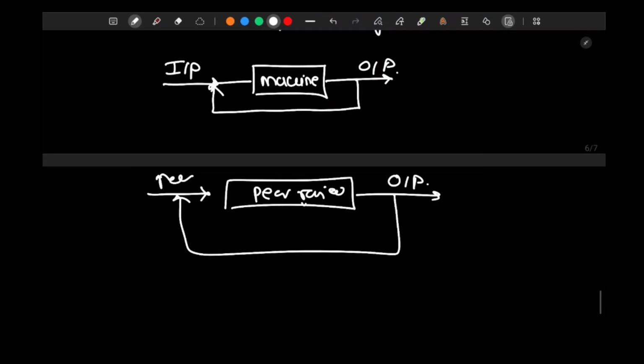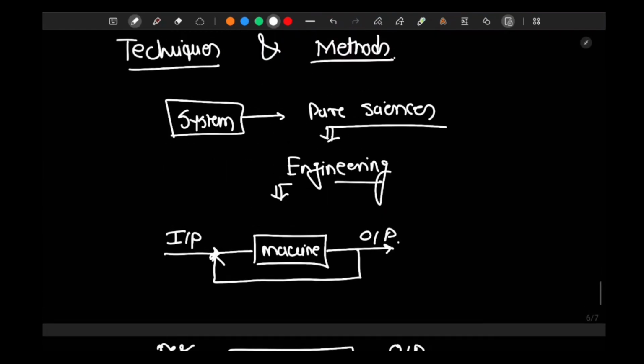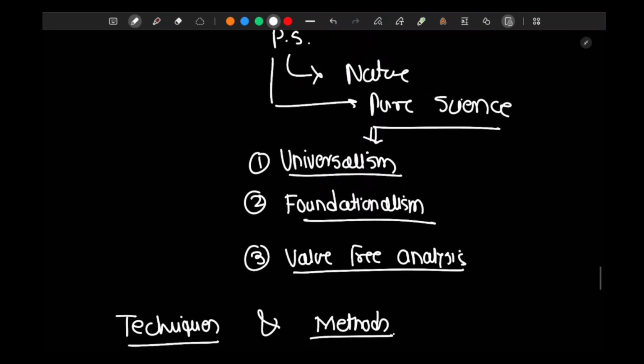This is how, in general, things work. There is one input, and there is one output. There is a particular set of, let's say, machine or a group of people which will give output, and then the output is again taken into account for input reasons, and that is how the system works. That there is input, there is output, and there is a feedback system, right? This is in general.